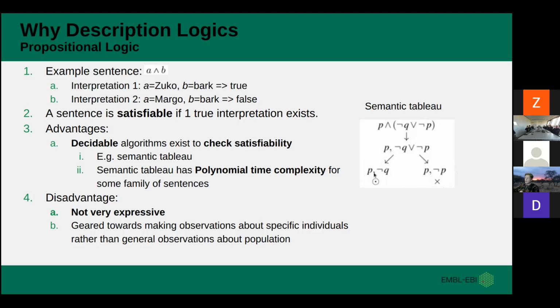But if we go through on this branch, we can have a situation where you have P that is true and not Q being true. And because that is a possibility, it means this is satisfiable. There are at least some interpretations for which this will be satisfiable. And if you have very large sentences, these semantic tableau trees can be very large.